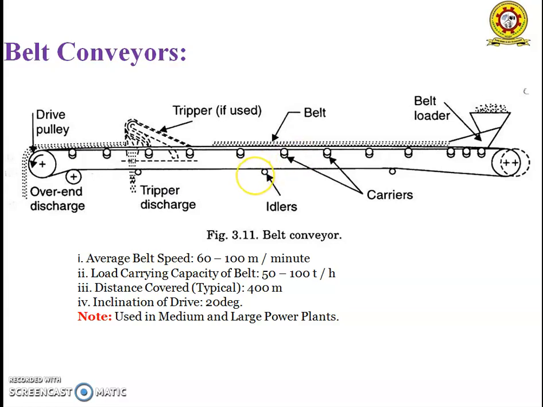A belt conveyor consists of an endless belt with idlers. The return idlers, which support the empty belt, are plain rollers and are spaced wide apart. The following are the advantages of the belt conveyors. It is the most economical method of coal transport in medium and large capacity plants.